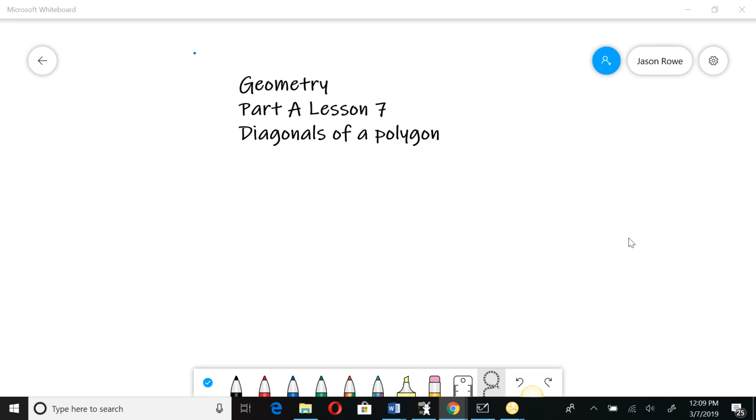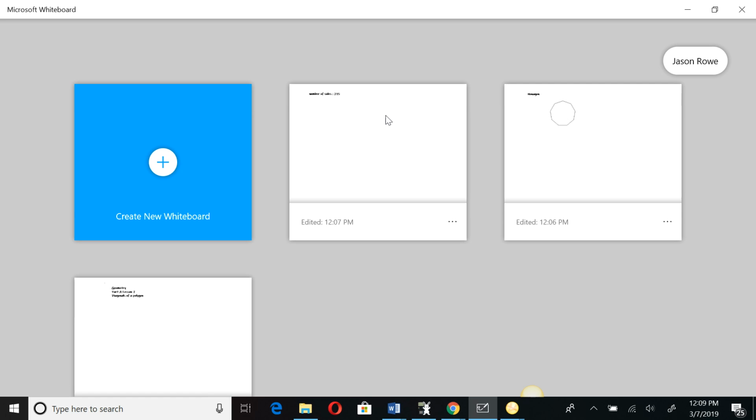Rowe. We're taking a look at geometry. This is part A, lesson 7, and we're going to see how we find the number of diagonals of a polygon. So let's take a look at some examples here.